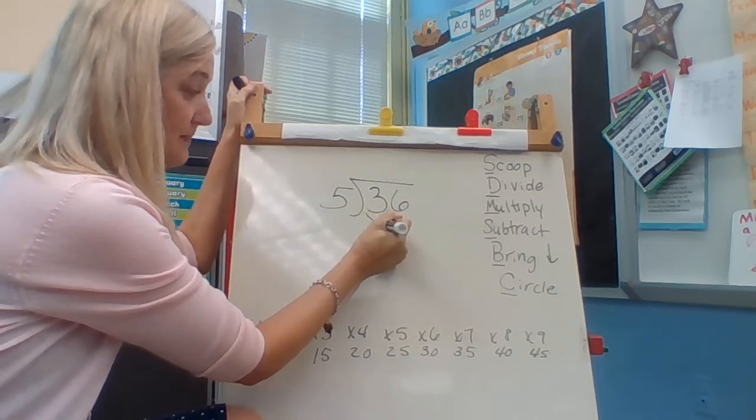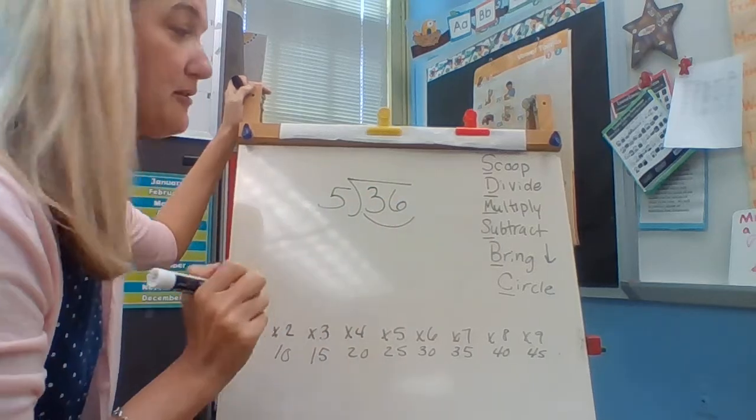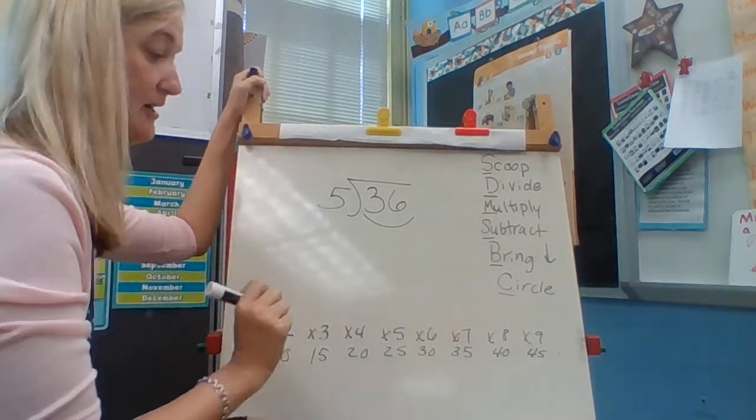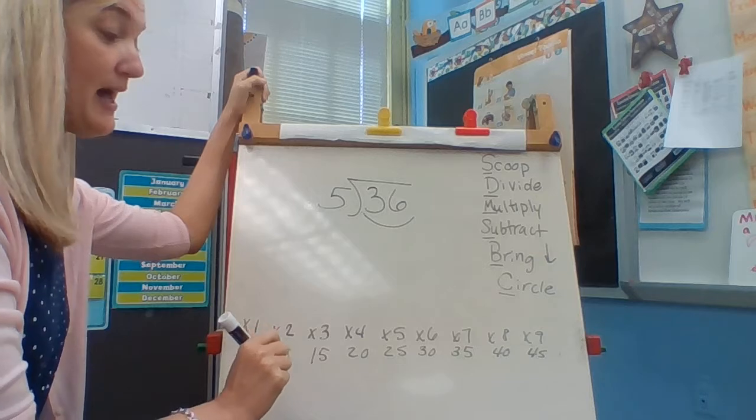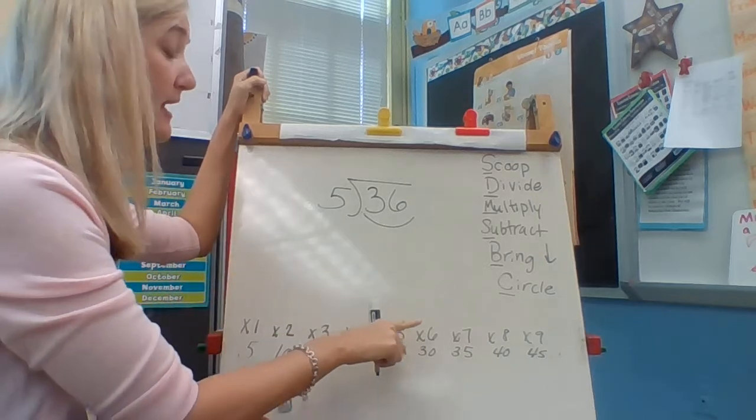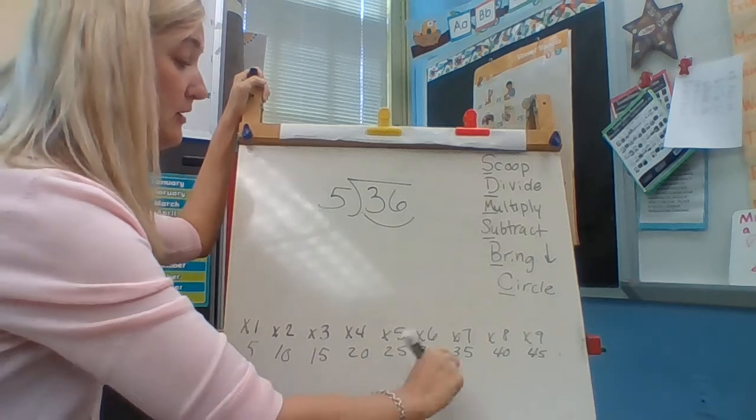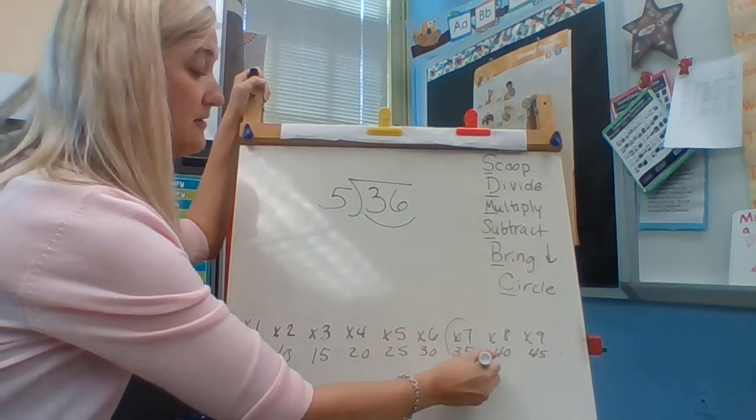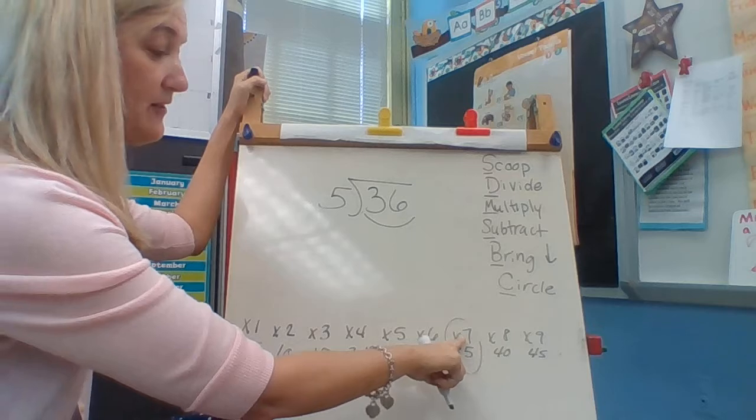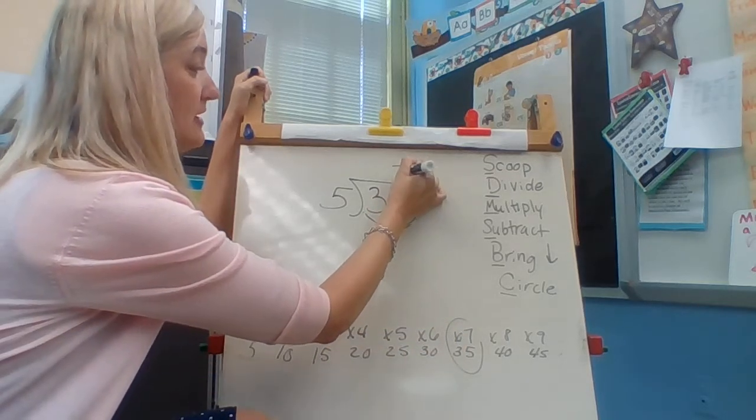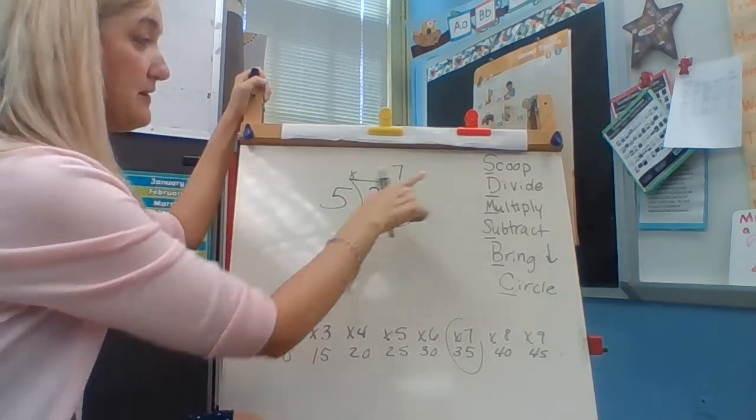I'm going to look at the next 2 digits, 36. Come down here and ask, do I have any numbers that are close to 36 without going over? I look and look and look. Oh, I've got 35. I'm going to circle 35. My 7 is on top, so I put 7 on top. I've done my dividing now.